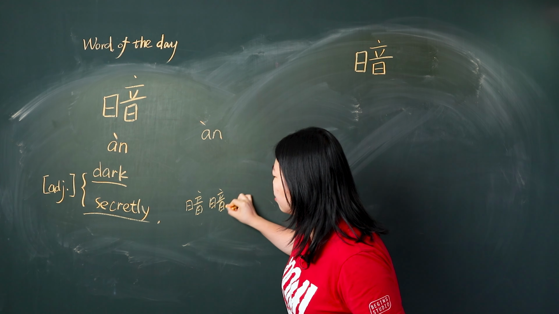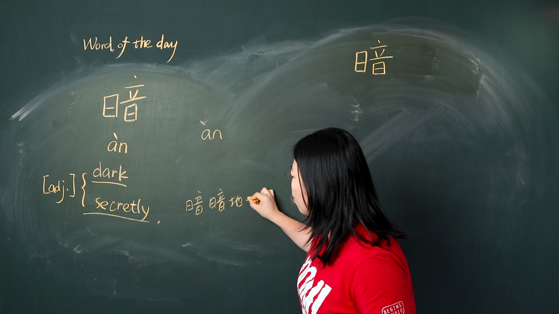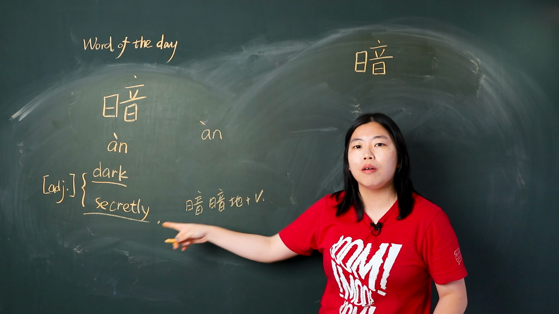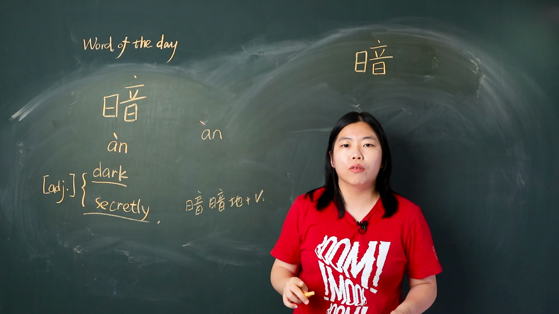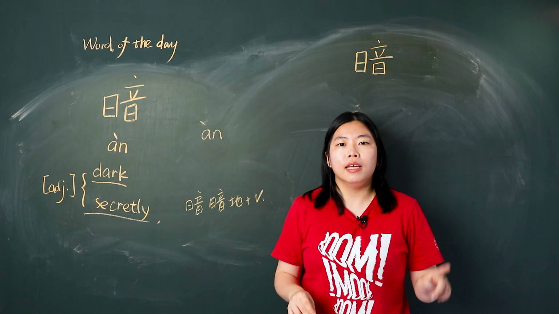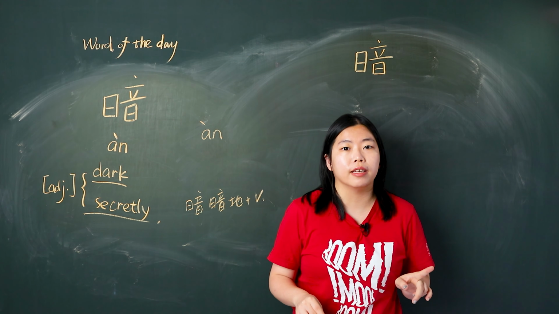暗暗的 from a verb. So, 暗暗的 from a verb means do something secretly. For example, 他暗暗的学习中文。He learns Mandarin secretly.